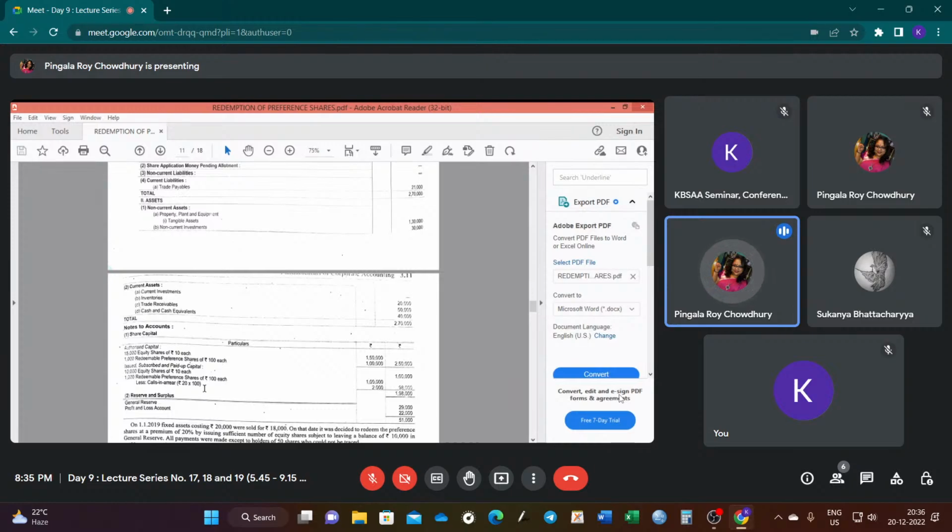The first rule as per section 55 of the Companies Act, that no preference share, if not fully paid up, can be redeemed. So these 100 shares are not fully paid up, so you cannot redeem them. So you have a total of 1,000 preference shares, out of which 100 shares are not fully paid up.